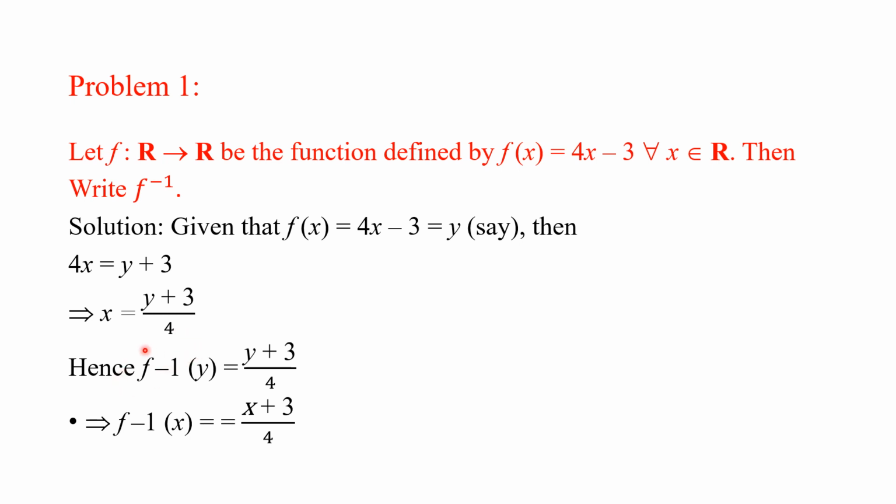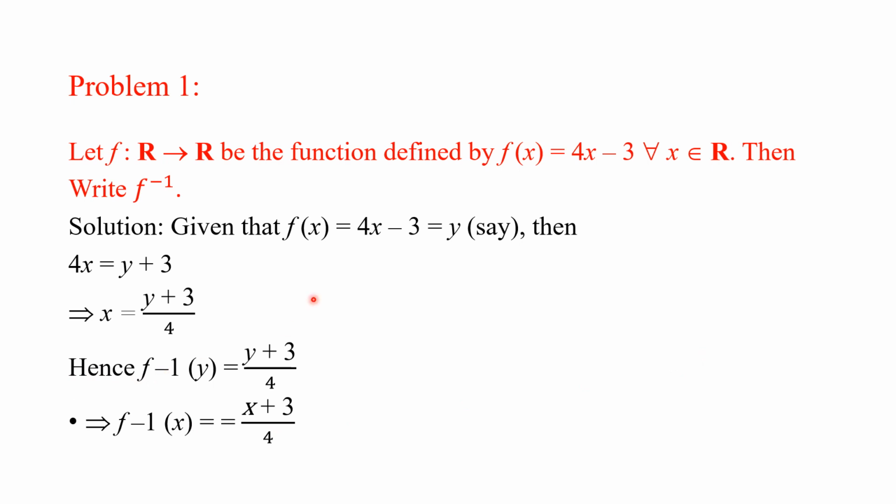So hence, now what is this f inverse? f inverse is just rewriting the given function in terms of y. So therefore f inverse of y is equal to y plus 3 upon 4. So therefore f inverse of x is equal to, replacing y back with x, x plus 3 divided by 4.